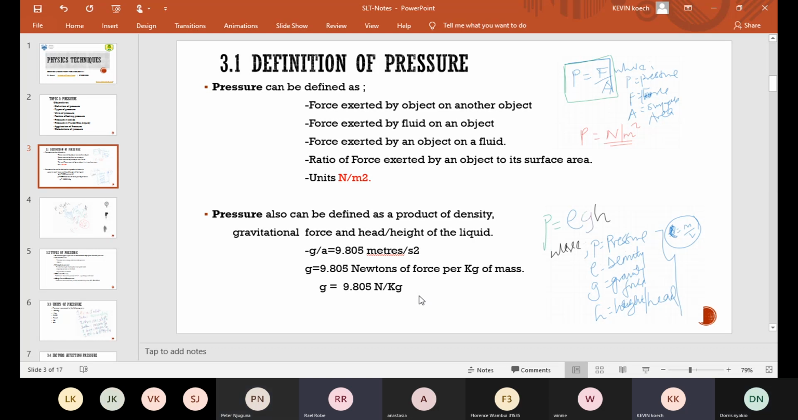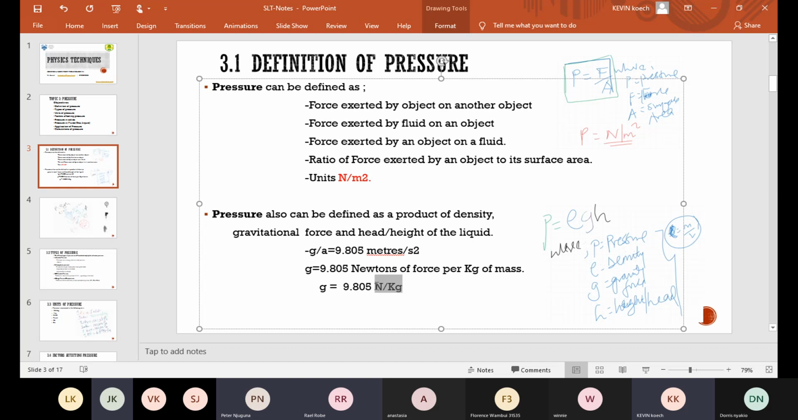Now, note the units of G. It is N divided by kg. We will see this unit helps us a lot. So we have defined pressure in terms of force over area, and in terms of rho GH.